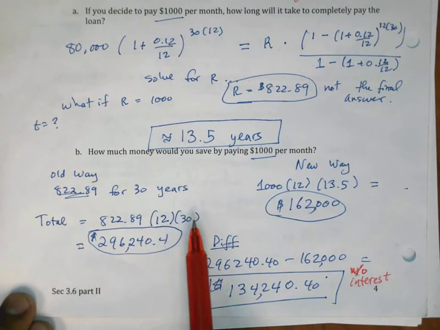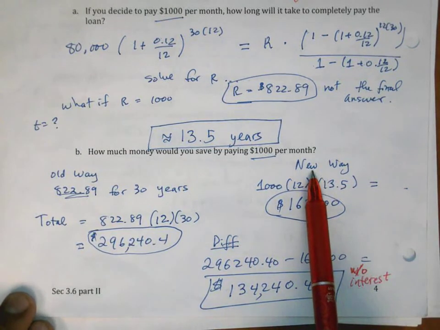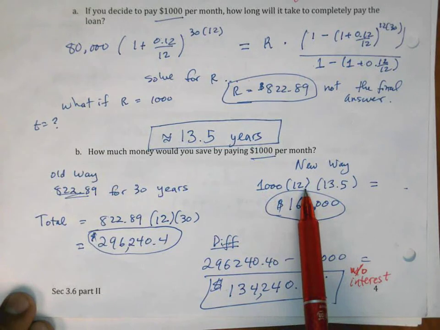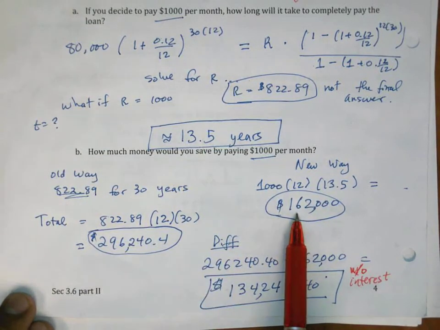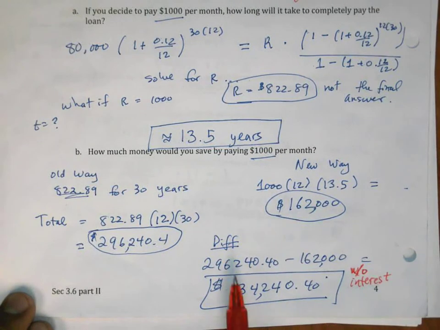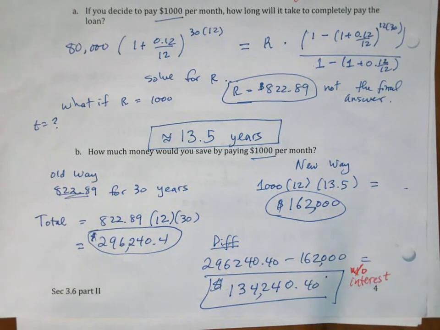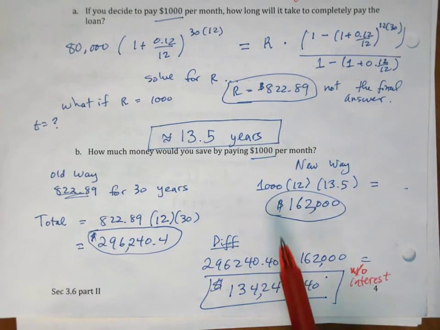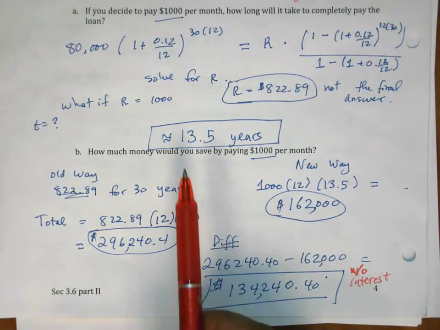The new way is that you pay $1,000 every month for 12 months every year, but you only have to do it for 13.5 years. So in total, this is how much you would pay instead. And then the difference is, of course, just this number minus this one. That's $134,240.40. And this is without any interest. This is actual money that just comes out of your own bank account. So by paying a little bit more every month, in this hypothetical scenario, a person could save this much money and also get out of debt a little bit faster, almost 17 or 16.5 years faster.